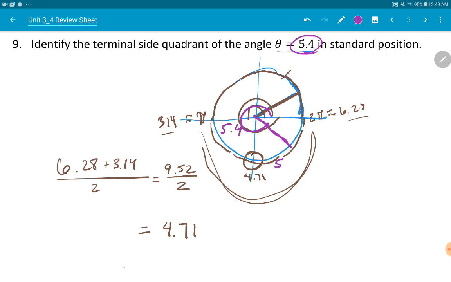In other words, the number of radiuses that can wrap around the circle up to this point is 5.4. So that means we're in quadrant 4. Final answer, quadrant 4.